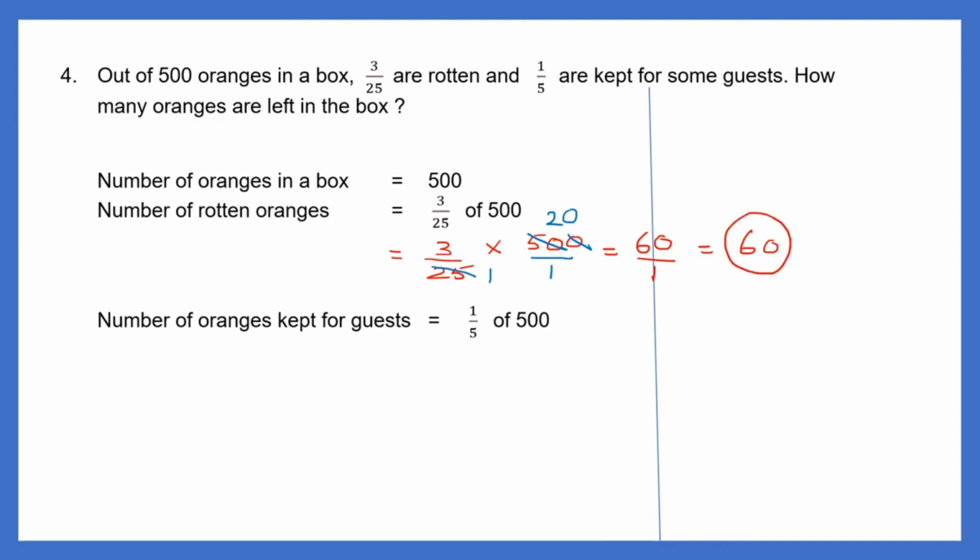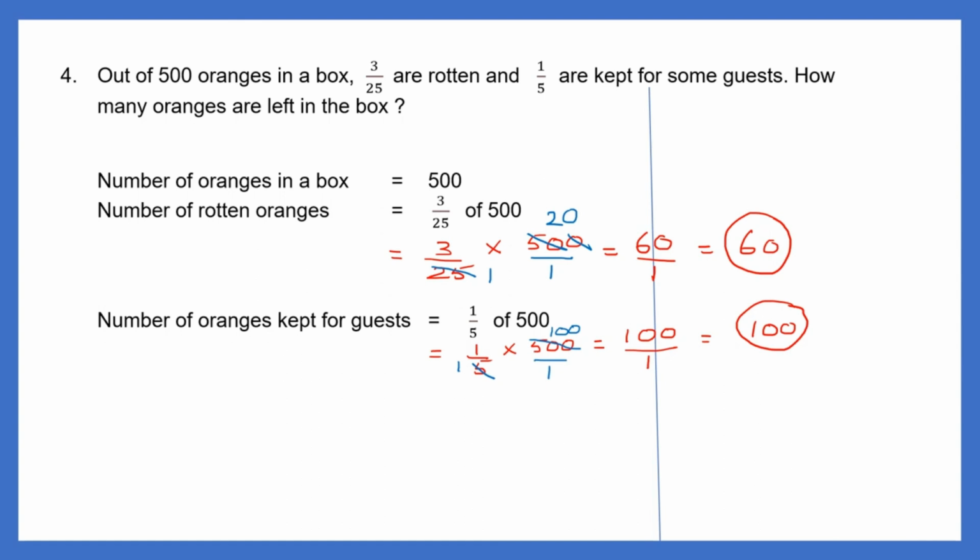Now some are kept for the guests. Now let's see how many are kept for the guests. 1/5 of means into 500. So can we cancel something here? Yes, 5 ones are 5. 5 hundreds are 500. So let's multiply the numerators. That is 100 by 1. If you give this a denominator, 1 into 1 is 1. So totally that's 100. 100 by 1 is 100. So now we know that 60 oranges are rotten and 100 oranges have been kept for the guests.